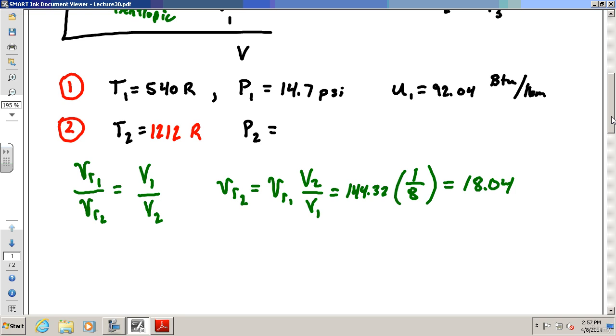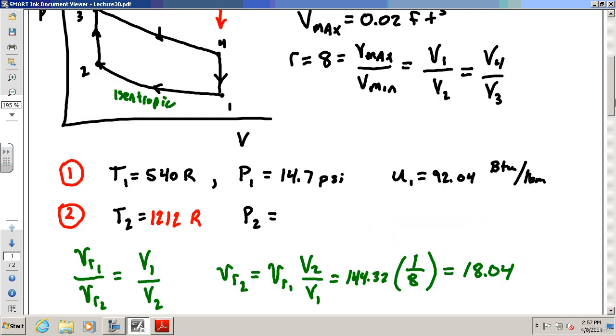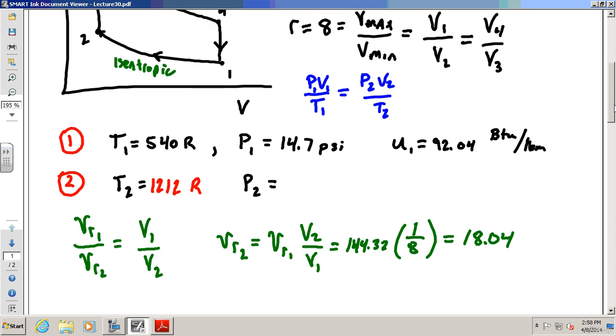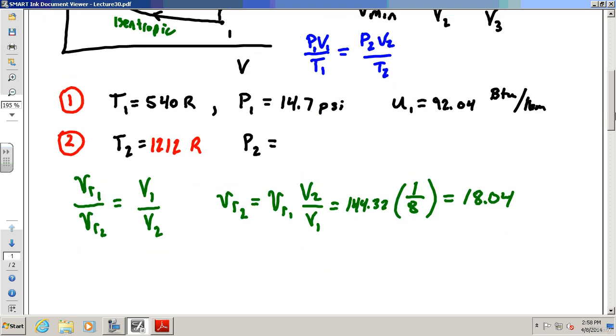So now we got the pressure. So we go, okay, well, let's use ideal gas law now to get P2. Now, remember when I'm talking about ideal gas, as long as the mass is constant, and in this case we have constant mass because it's a closed system, right? You can write this. PV over T. So P1 V1 over T1 is going to equal P2 V2 over T2. Okay? And I can rearrange it and solve for P2. It's going to be equal to P1 times T2 over T1, times V1 over V2.